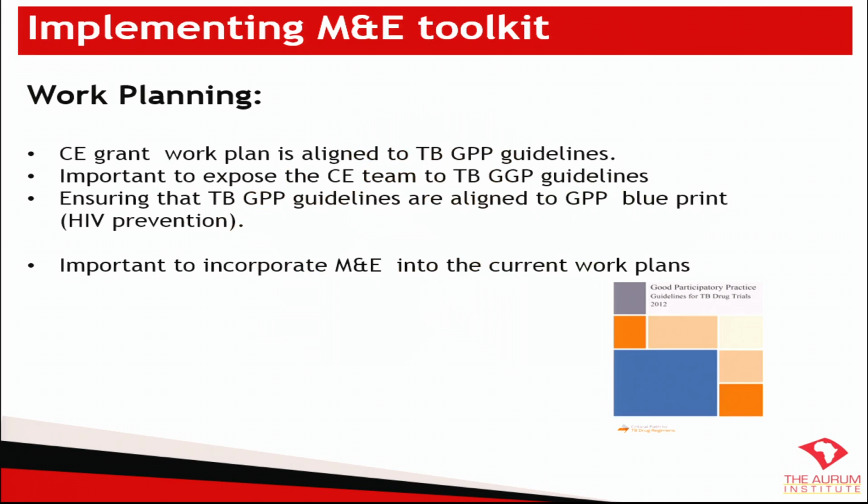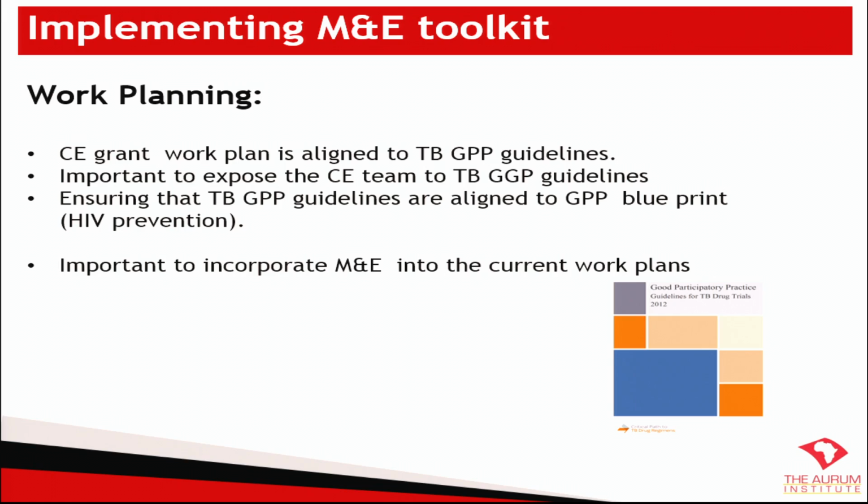Firstly, with regard to work plan, what we have tried to do is that by the time these toolkits or these tools were adopted, we had already submitted the work plans to TB Alliance. So what really needed to happen was to look at how do we align this M&E toolkit to the work plans already submitted. And in order to do that, we had exposed our community engagement team to the GPP guidelines for TB drug research. So because the two are interlinked.